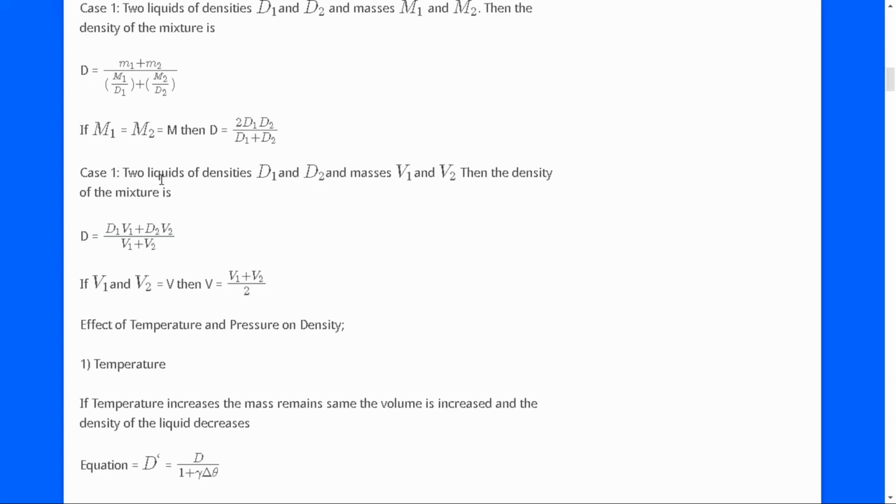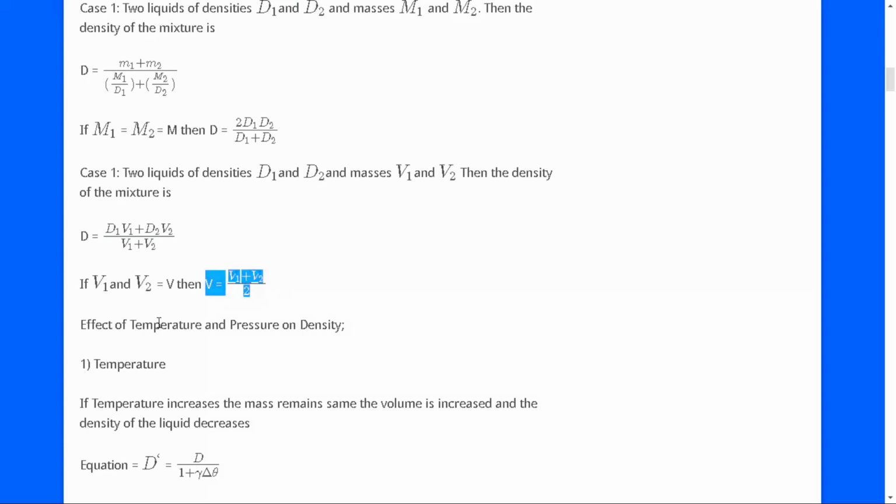Now case 2, in which two liquids have densities D1 and D2 and volumes V1 and V2. Then the density of the mixture is D1 V1 plus D2 V2 upon V1 plus V2. Suppose the volumes V1 and V2 are equal, then V is equal to V1 plus V2.